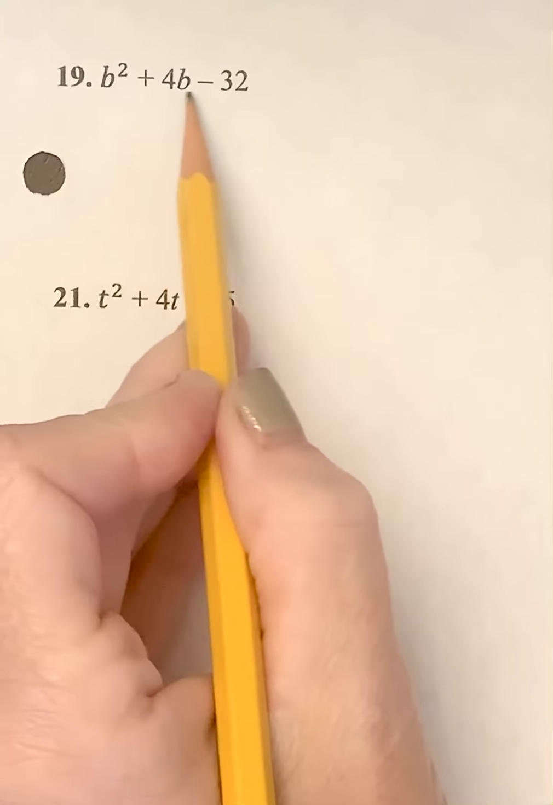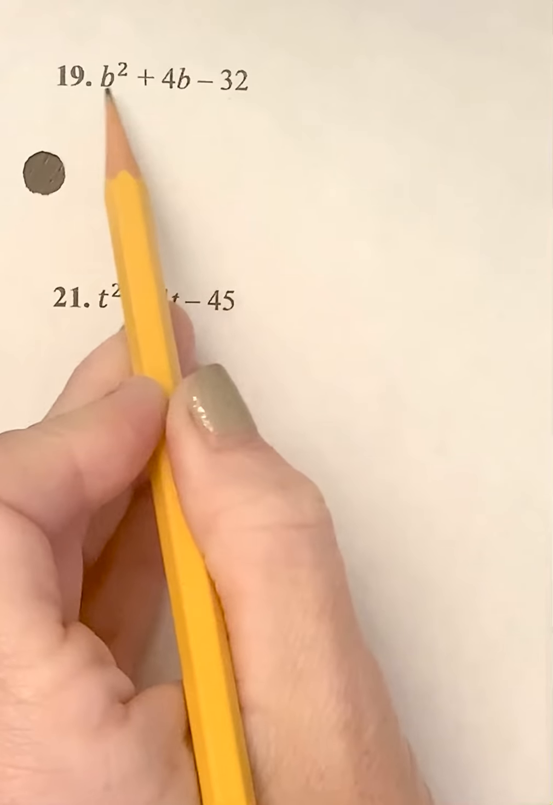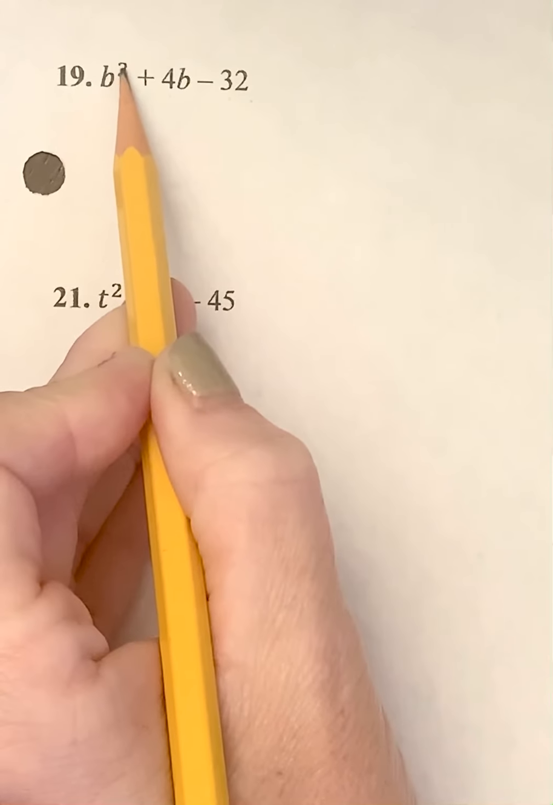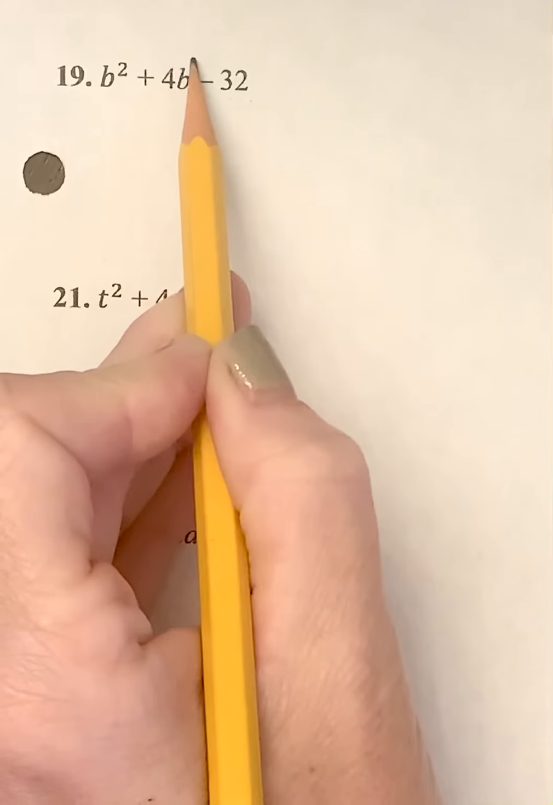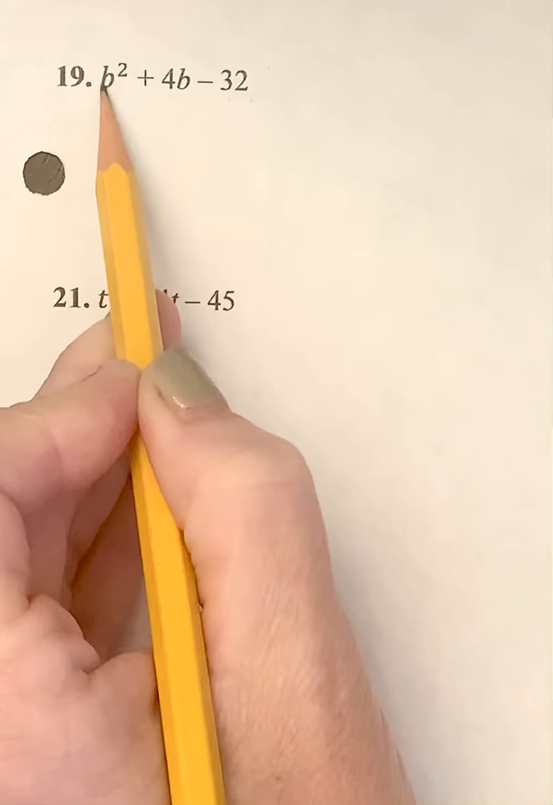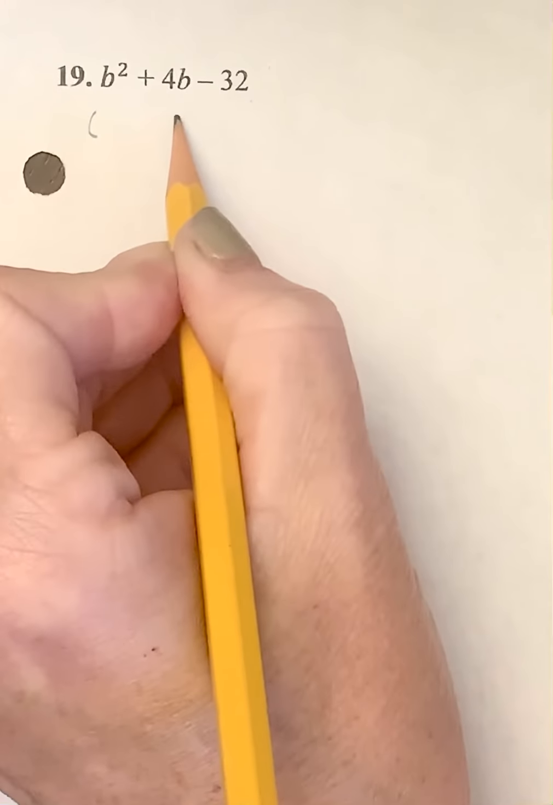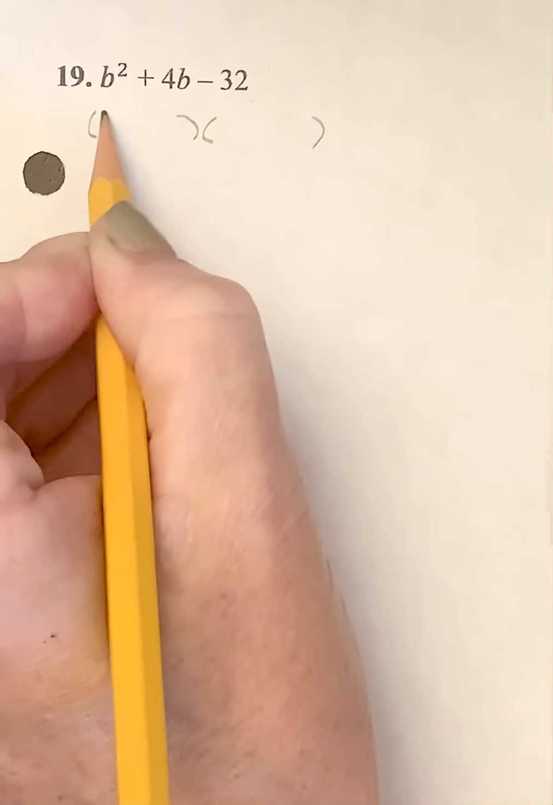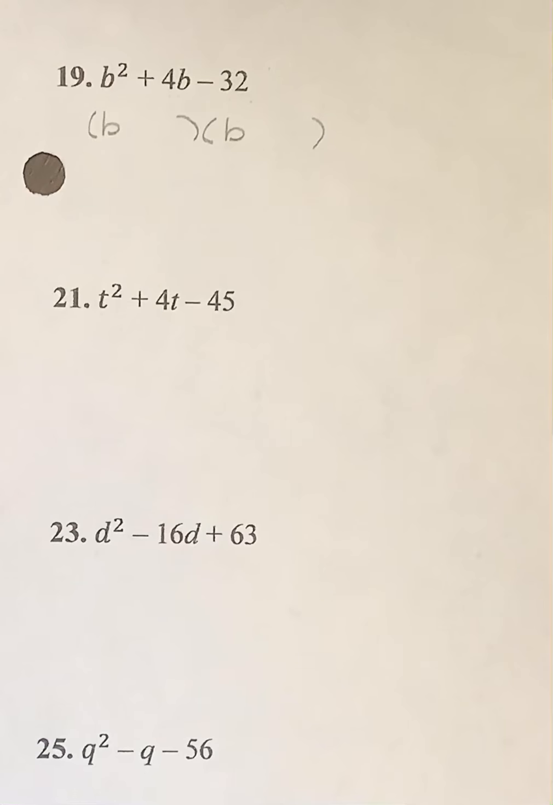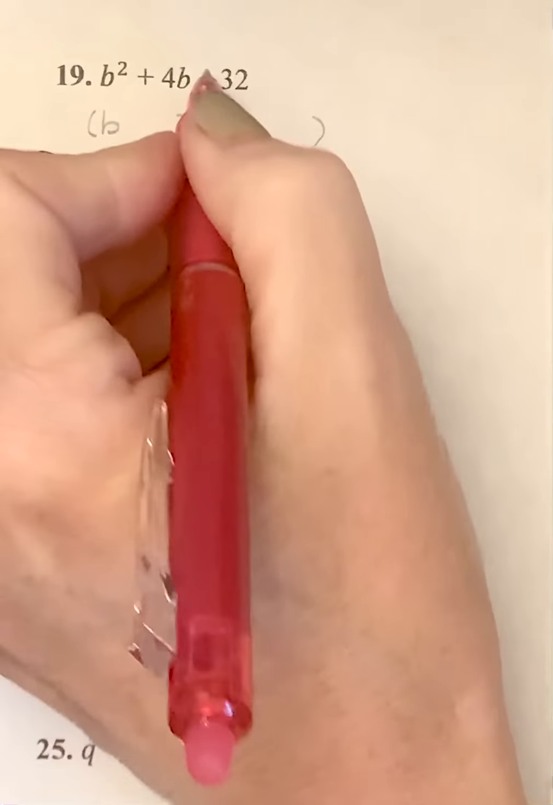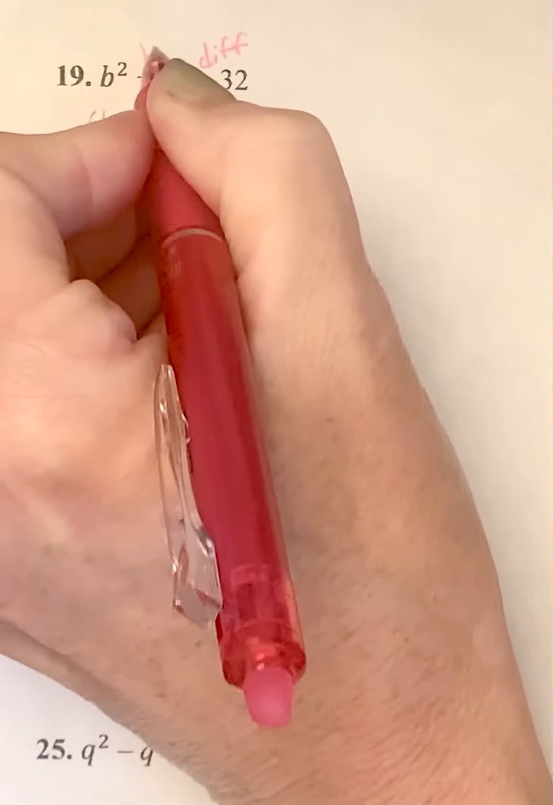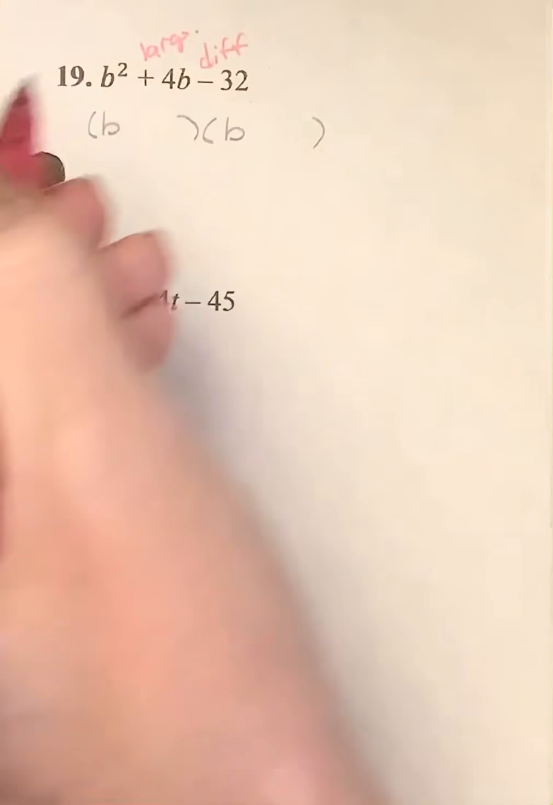Is there a greatest common factor? No. It is a trinomial, 3 terms. The degrees, which is the exponent of the variable, are in descending order, 2, 1, and then none. And the leading coefficient is a 1. So we'll start with our sets of parentheses. B times B is the only way to get B squared. This minus sign tells me the signs are going to be different. This tells me the larger number will be a plus.